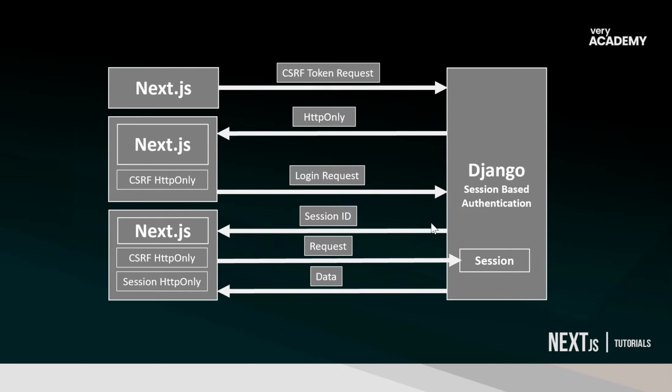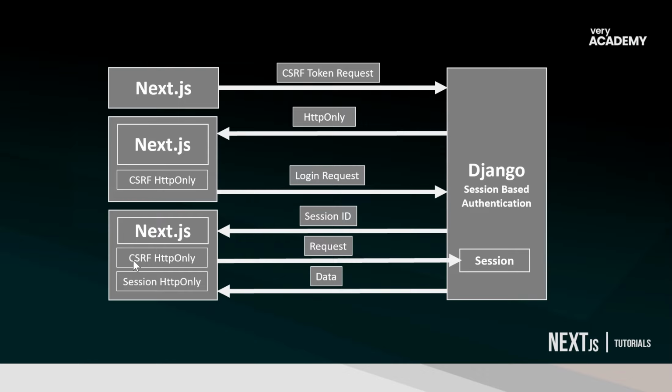Right, so the session ID gets sent back to Next and is stored as an HTTP-only cookie. So now in our browser, we have a CSRF token and a session token. Okay, so that's stored in the browser. The key here is that anytime we send a request to Django, the browser automatically also sends the CSRF token and the session ID.